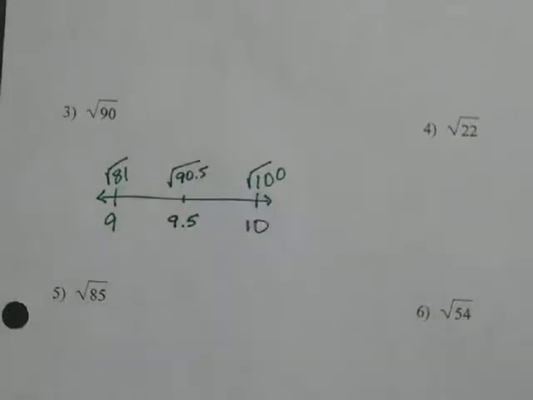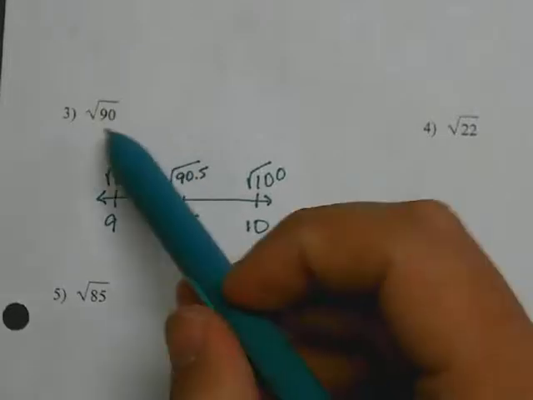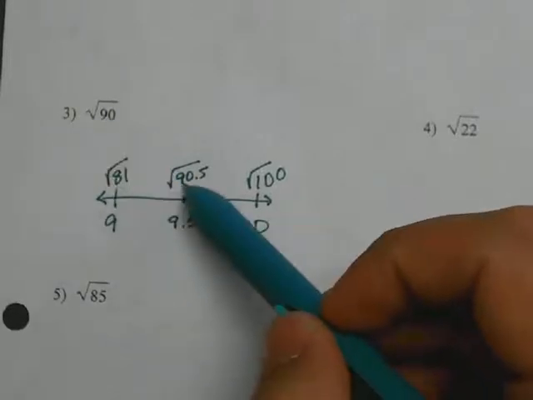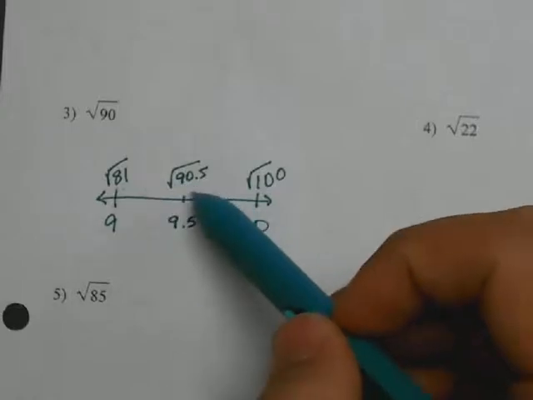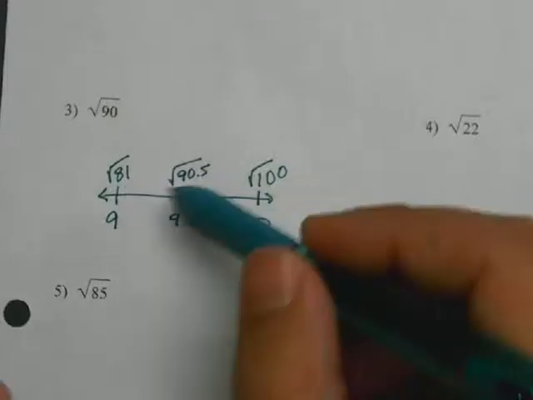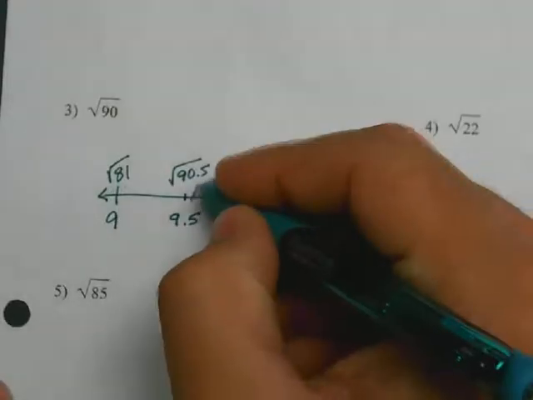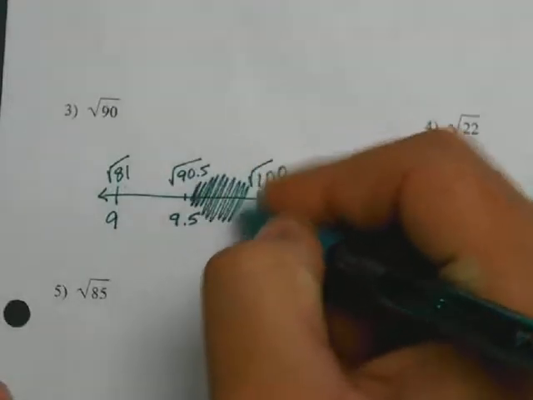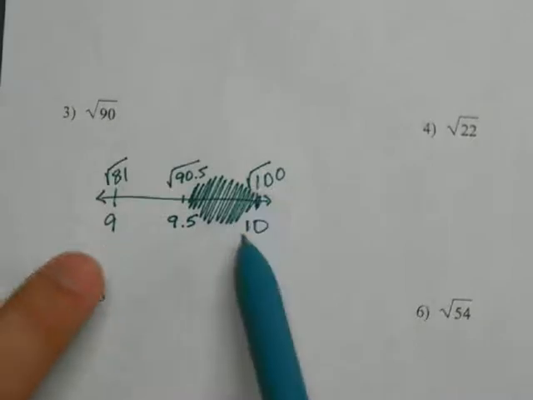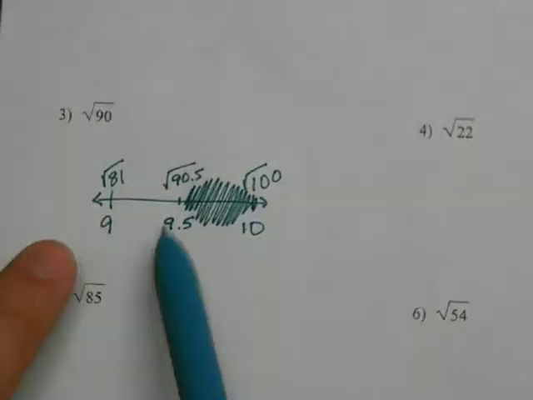Now we're in good shape here. Now you're going to pick a side and shade. So you're going to look at your square root of 90. Is 90 less than 90.5, or is it greater than? Well, the number 90 is less than 90.5, so it's actually less than. So we're going to shade this side in because we don't even need it. We no longer need that side. So now we've kind of narrowed what the square root of 90 is. We've narrowed it down from between 9 and 10 to 9 and 9.5.